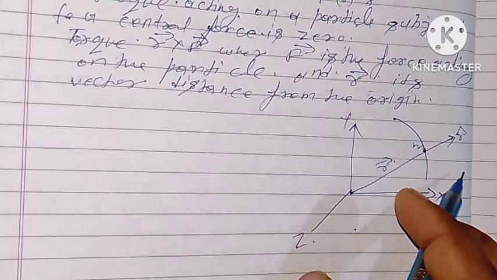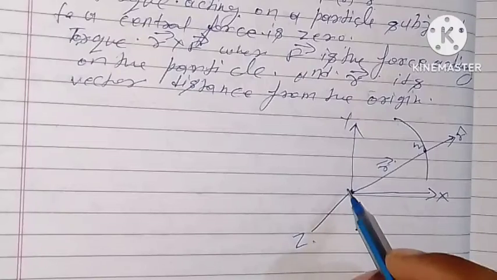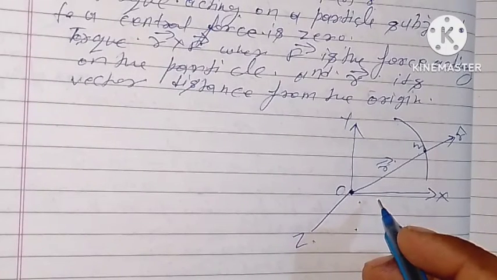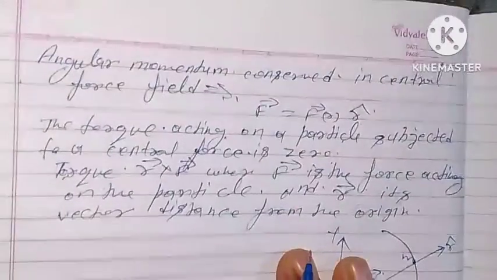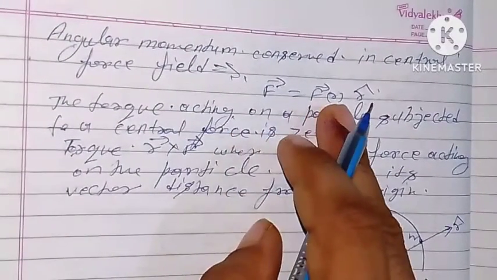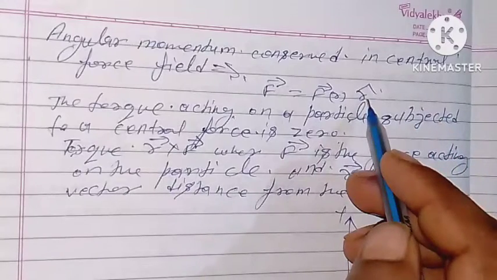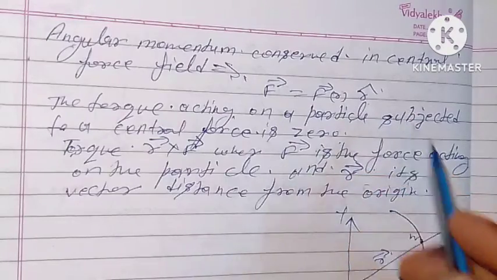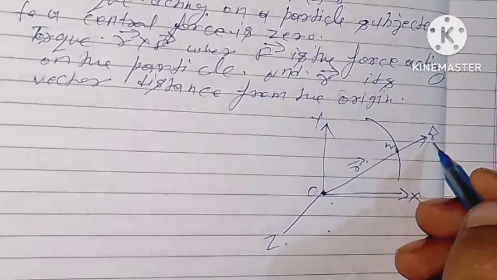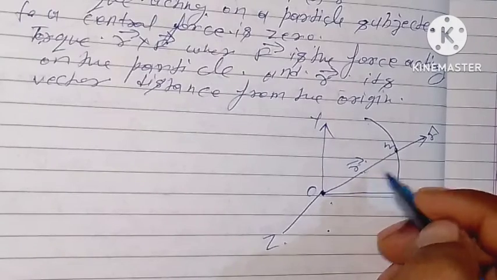Angular momentum is conserved in a central force field. Consider a particle of reduced mass m moving about the origin O. The force acting on the particle is a central force, given by vector F equals F of r times unit vector r, where unit vector r is along the direction of vector r, and vector r is the position vector of the mass m.